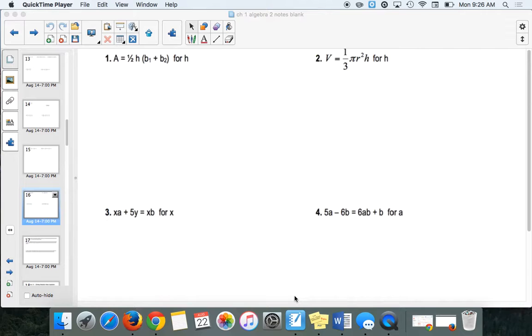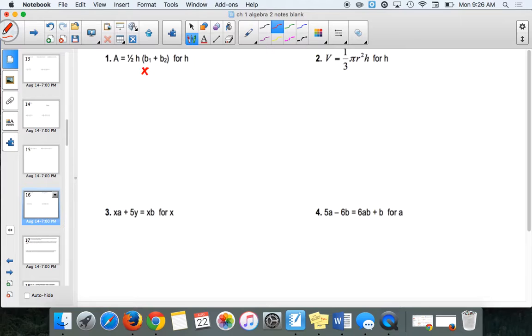So the first thing I could take care of is that 1/2. And I could divide by 1/2, but it's really the same as multiplying by 2, right? So we're going to multiply by 2 on both sides. So when I multiply by 2, I'm going to have 2a. That 1/2 and the 2 now cancel, right? They're gone. And I'm going to have h times (b1 plus b2).